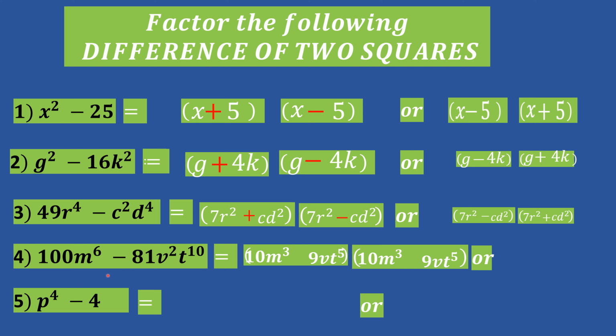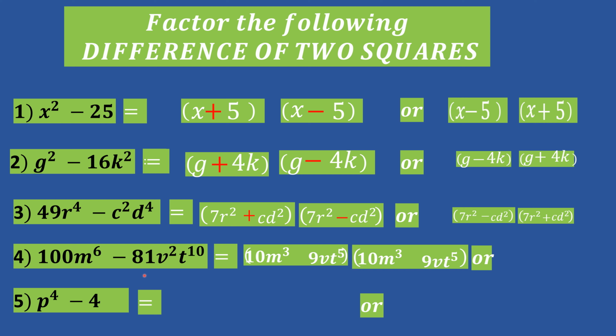Number 4: the square root of 100 is 10, while the exponent 6 will be divided by 2, thus it will become m to the power of 3. Therefore, the square root of 100m to the 6 is 10m cubed.